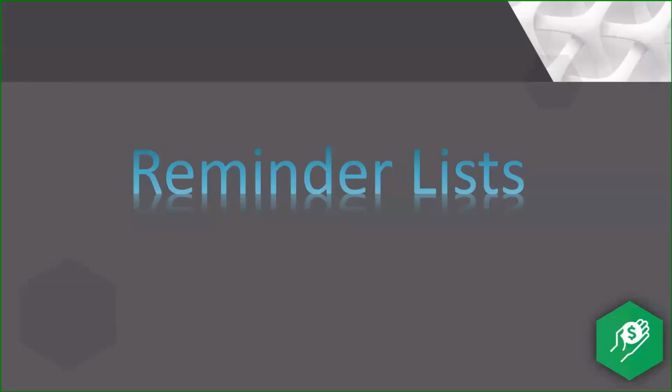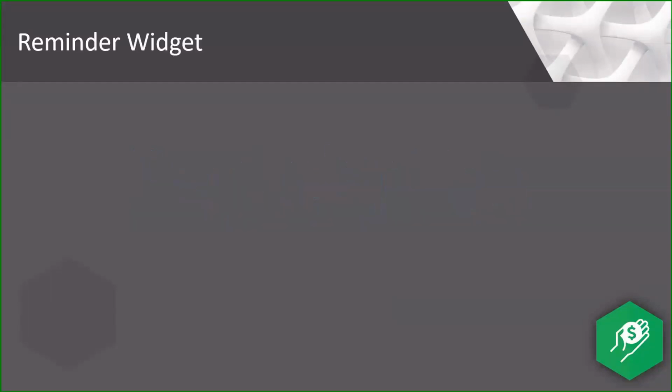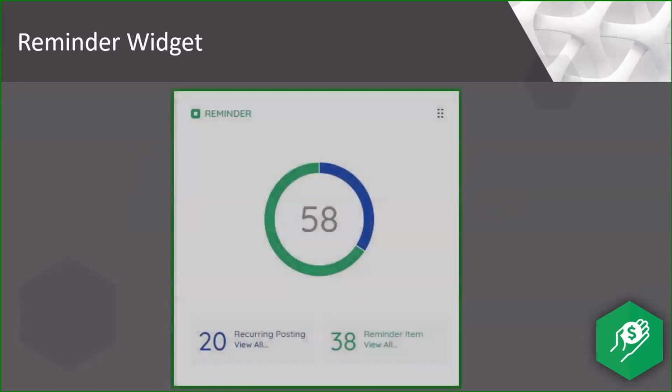Now we are going to review reminder lists. To start, we will zoom in on what the reminder list looks like. It shows us that we have 20 recurring items waiting to be posted, and we also have 38 unposted other items. This could be time cards, vouchers, invoices, journal entries, anything of that nature.